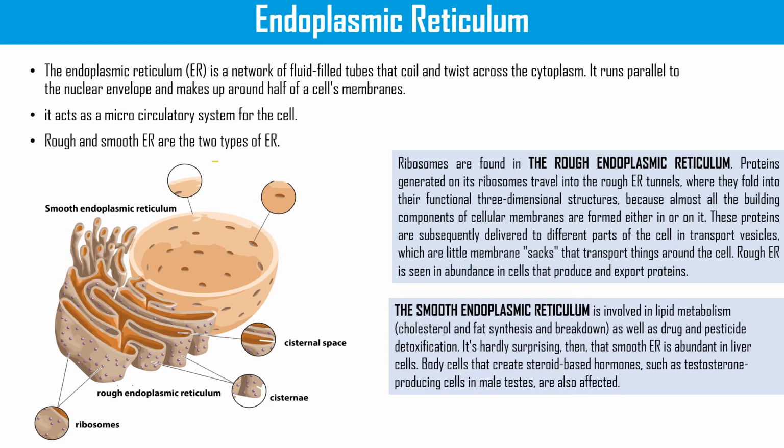Then we have smooth endoplasmic reticulum, which is involved in lipid metabolism, cholesterol and fat synthesis and breakdown, as well as drug and pesticides detoxification. It's hardly surprising then that smooth ER is abundant in liver cells. Body cells that create steroid based hormones such as testosterone producing cell in male testes are also affected by smooth endoplasmic reticulum.